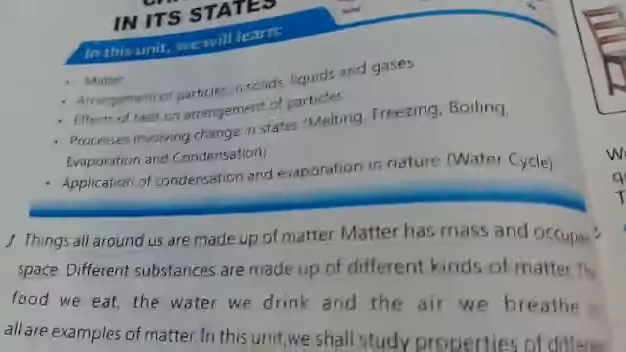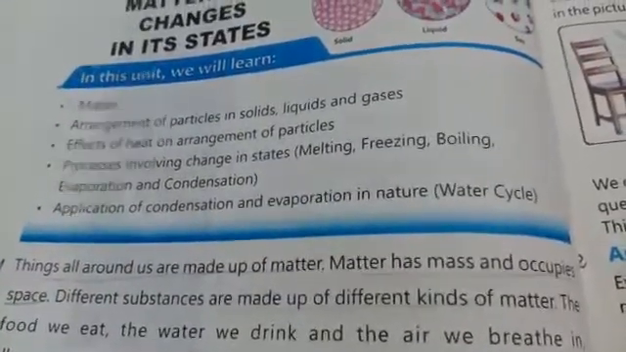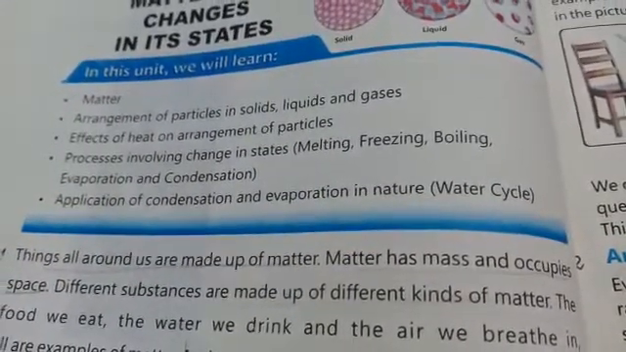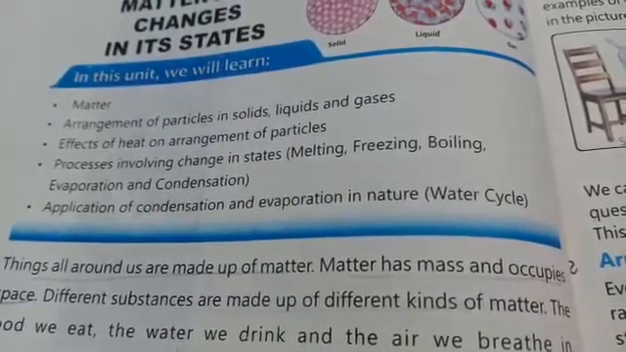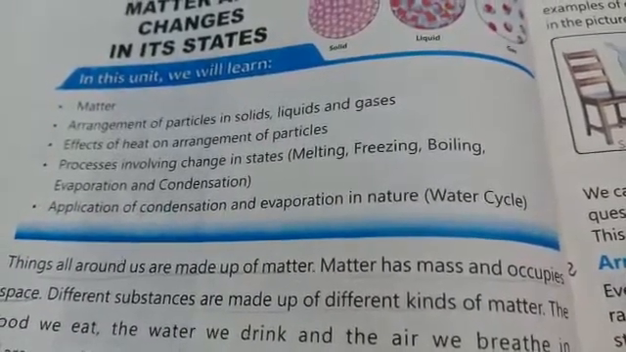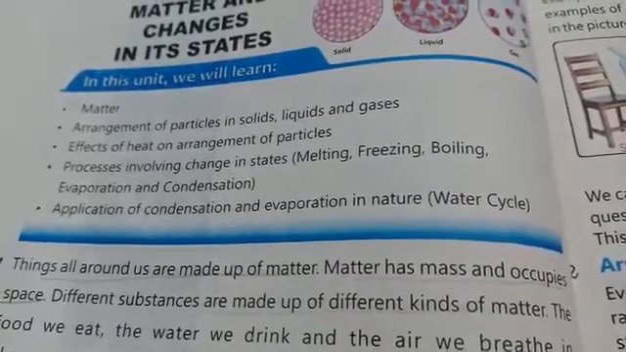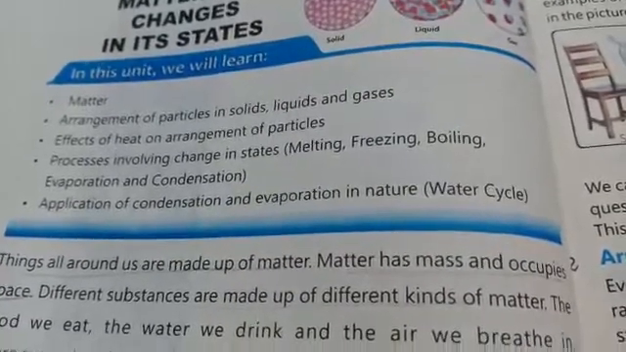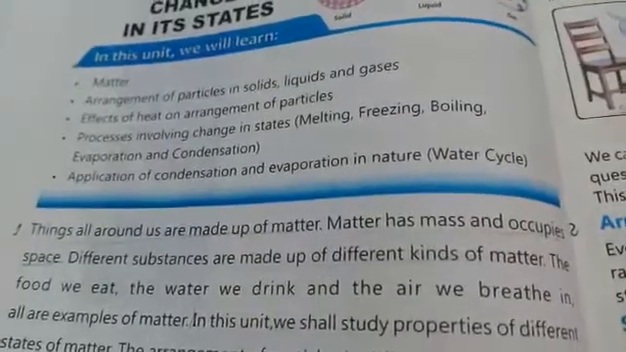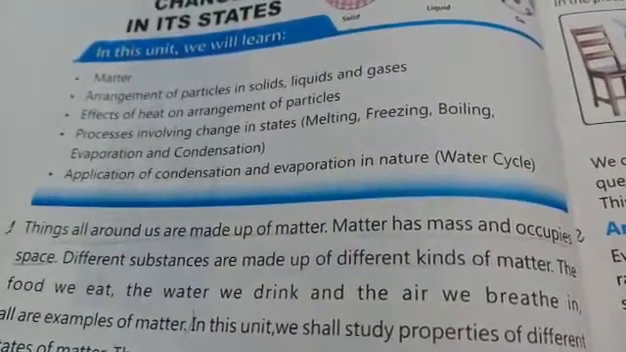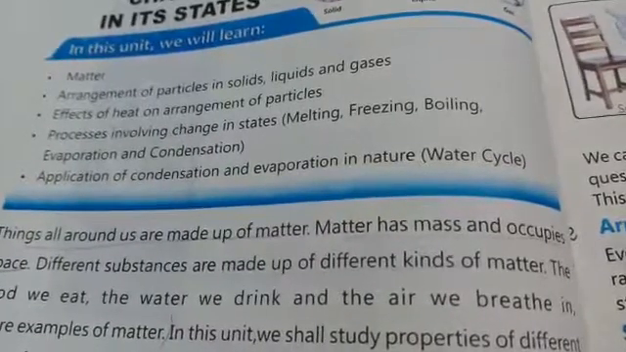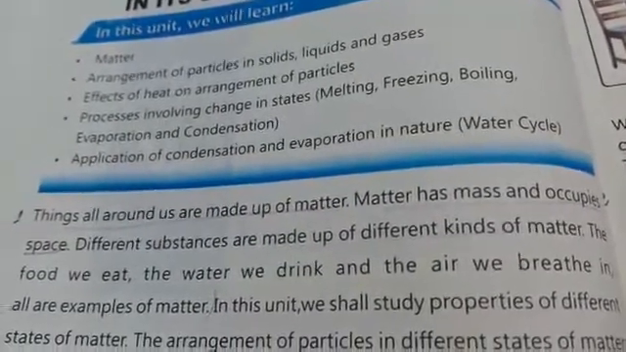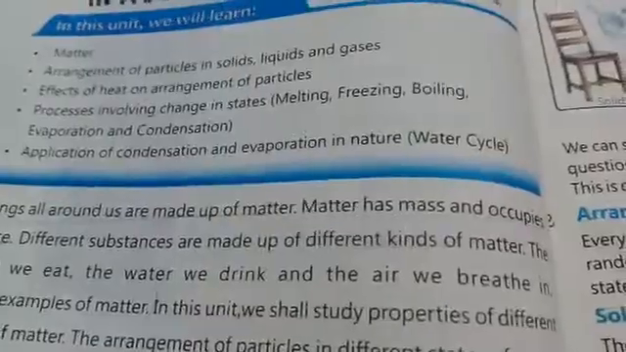Matter has mass and occupies space. Its definition is: matter has mass and occupies some space. Different substances are made up of different kinds of matter. Whatever we see, whatever we eat, whatever we drink, and the air we breathe in are all examples of matter.